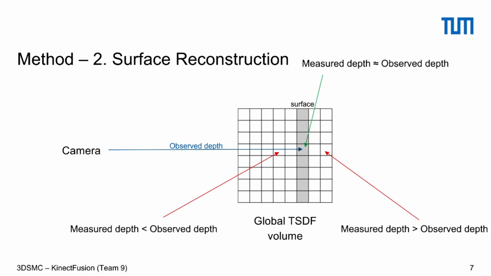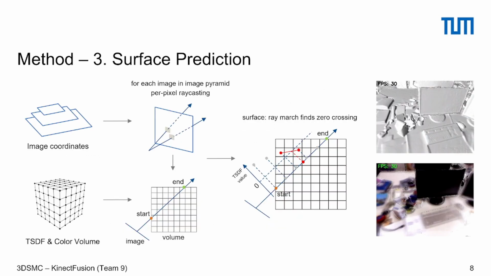A measured depth is calculated using the camera position and voxel location. If the measured depth is less than the observed depth, then the voxel is in front of the surface and vice versa. When both depths are equal, we have identified a surface. Throughout frames, we maintain a running weighted average of the TSDF values in order to always have a single TSDF volume in memory. After the TSDF volume is updated, the third module is surface prediction.